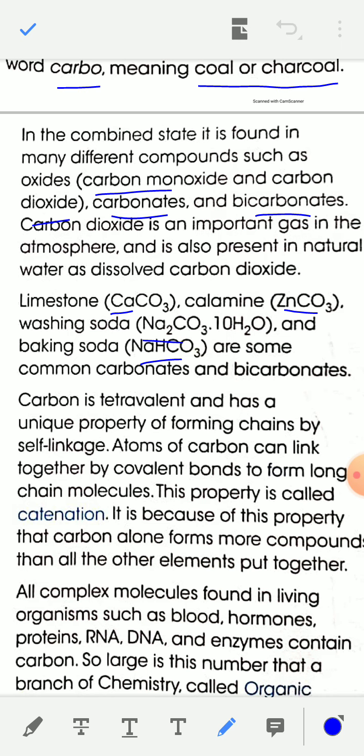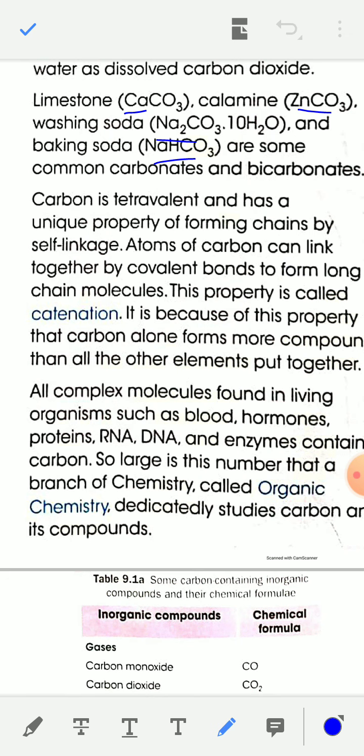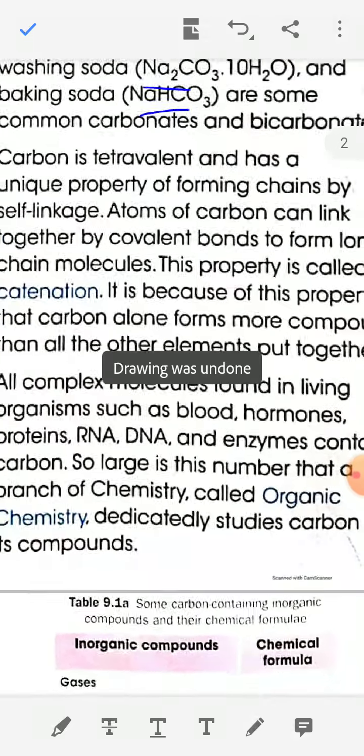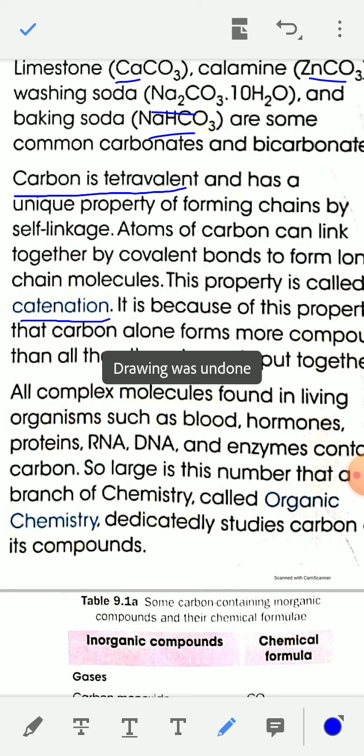And now see important properties of carbon. Carbon has two important properties. One is that carbon is tetravalent, that is, the valency of carbon is 4. Carbon has 4 valencies. And it has the unique property of forming chains by self linking, and this property is known as catenation. So two important properties of carbon are tetravalency and catenation.